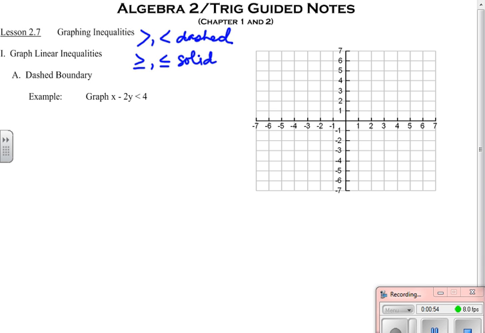So the first thing we have to do when faced with x minus 2y is less than 4 is we need to get it into that graphing y equals mx plus b form with the inequality. So this is what we need it to look like in order to graph, because we need our slope and we need our y-intercept. So the first thing I'm going to do is subtract x from both sides.